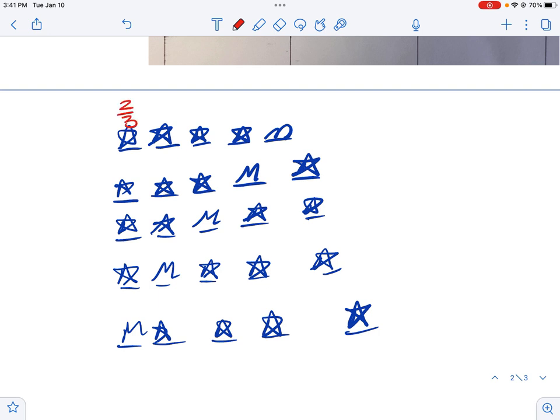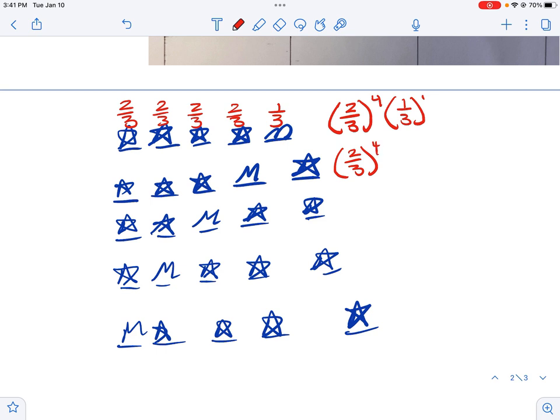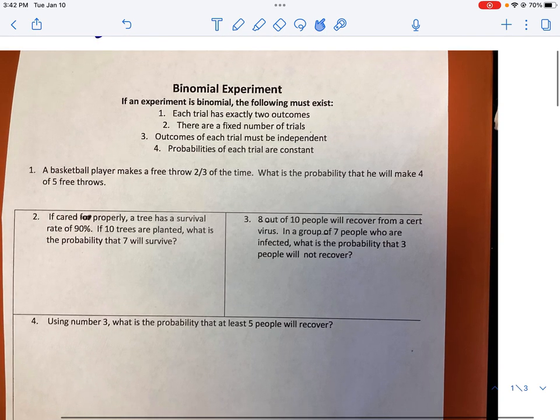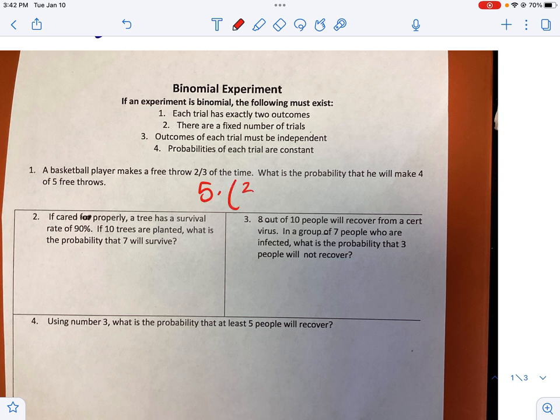Well, this probability is 2/3 that you make it and 1/3 that you miss. So we have 2/3 to the 4th power times 1/3 to the 1st. Well, this one's the same way. There's 4 multiplying 2/3 4 times and 1/3 1 time. So you guys will notice this is similar to the expansion that we did before. Our exponents add up to something, and then we have that number out in front. There's 5 different ways of that probability of 2/3 to the 4th power, making it 4 times, and missing it once.